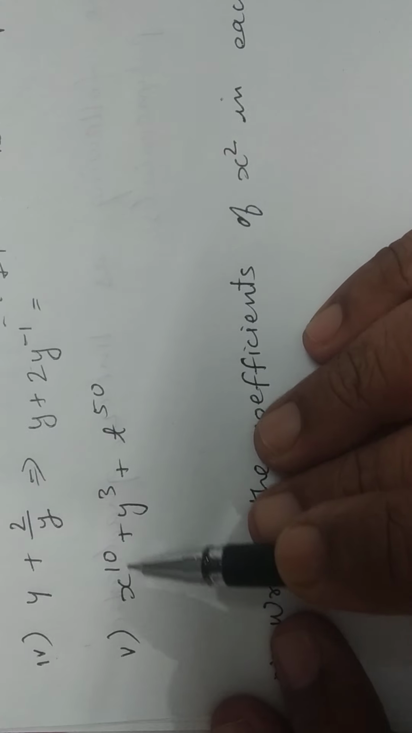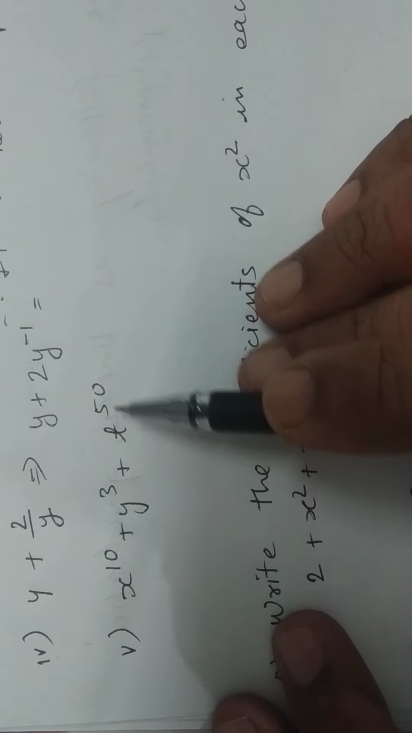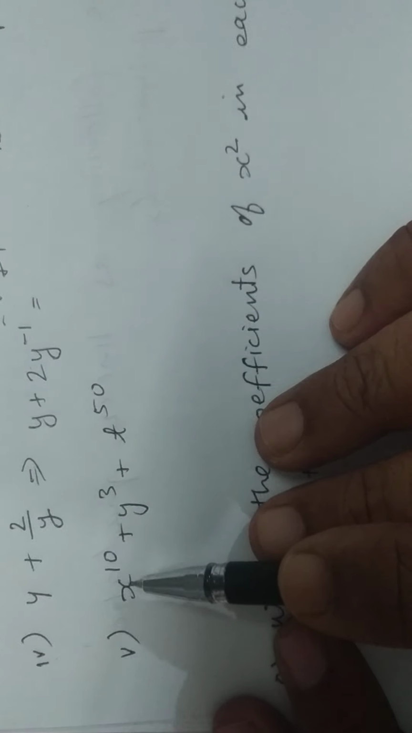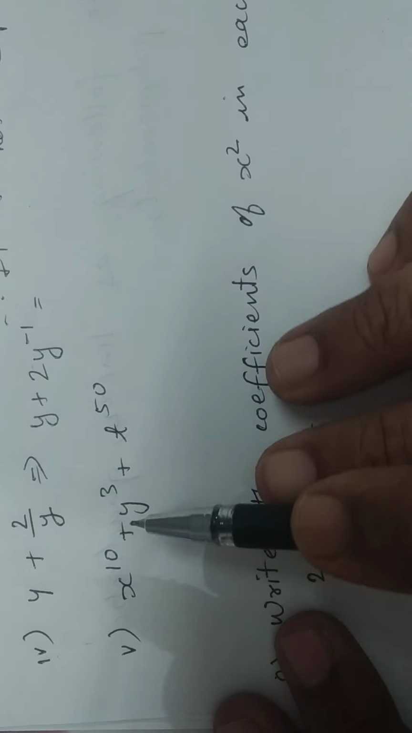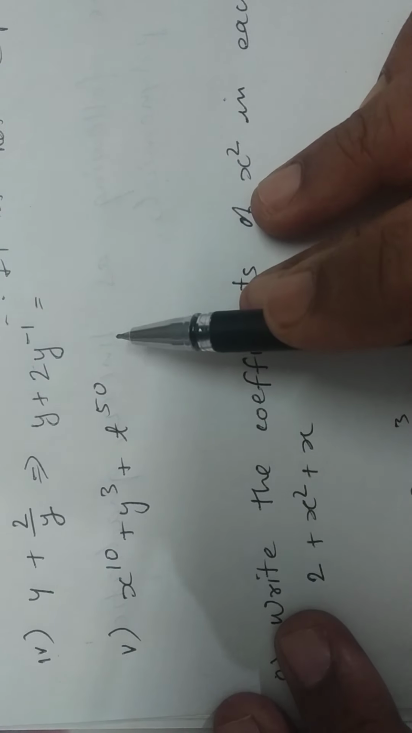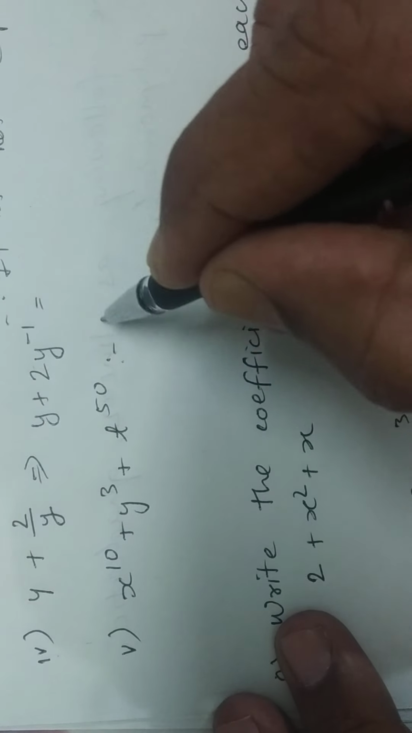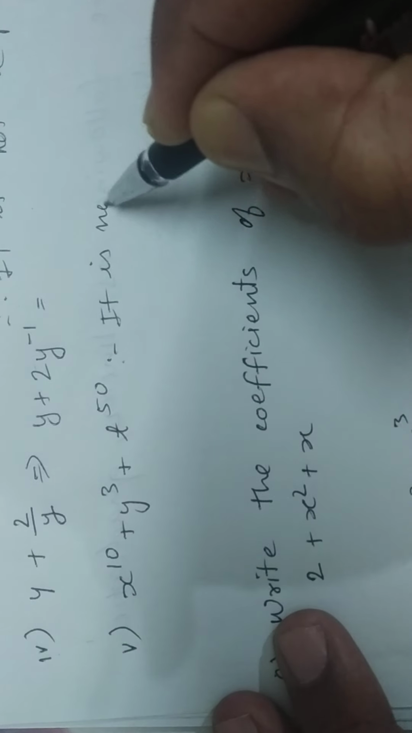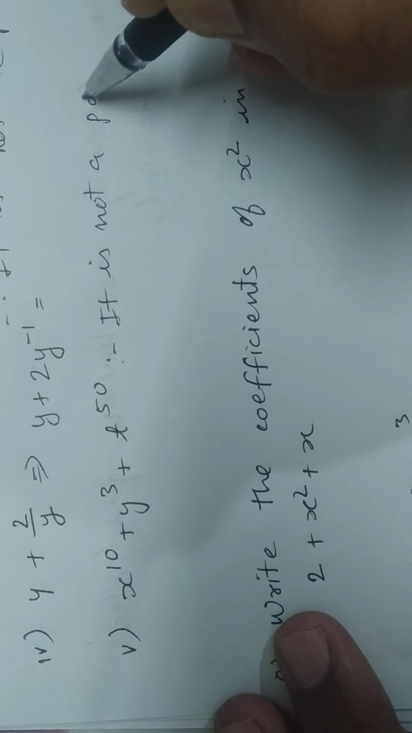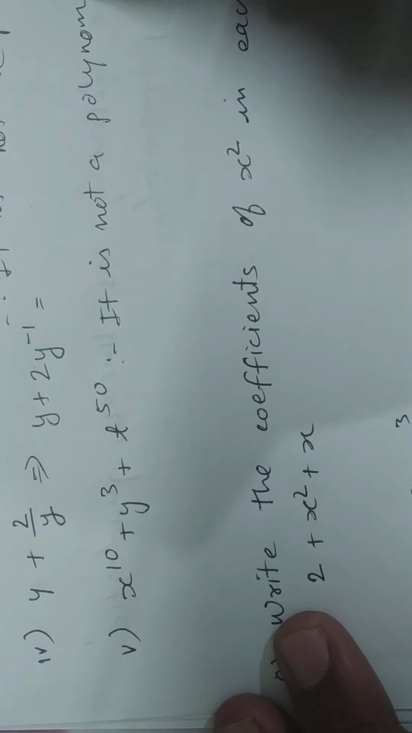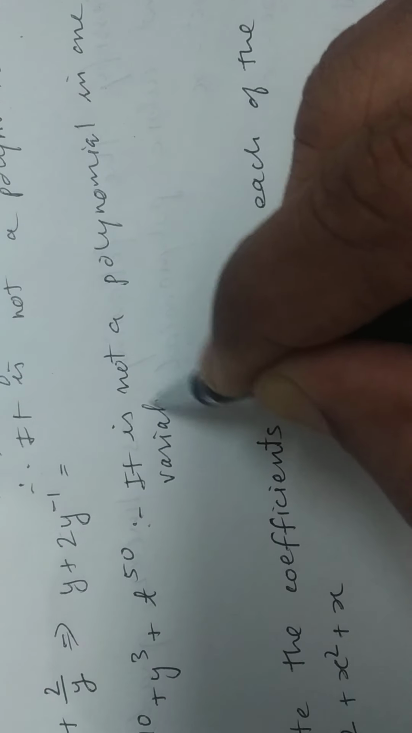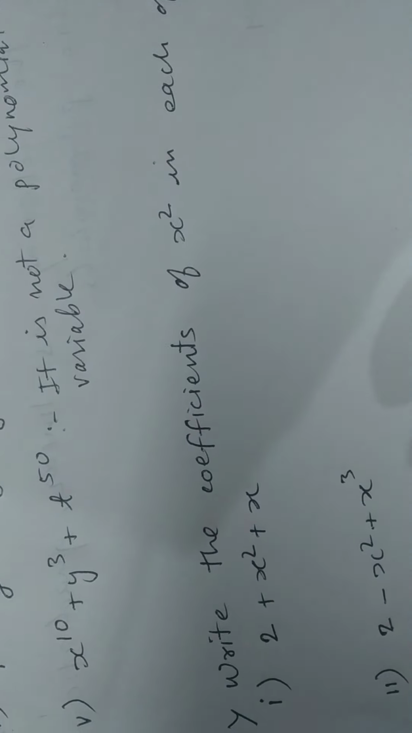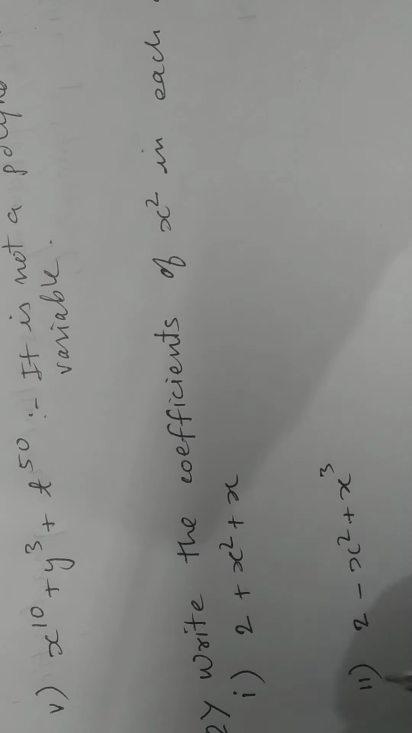Here x power 10, y power 3, t power 20, all are positive. The powers of the variables are all positive, but the variables are different: x, y, t. Therefore it is not a polynomial in one variable. Are you getting it? Fine. Let's see question number second.